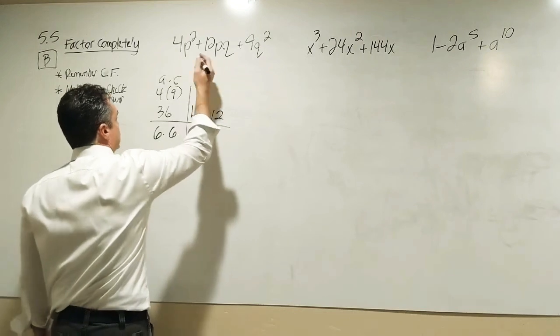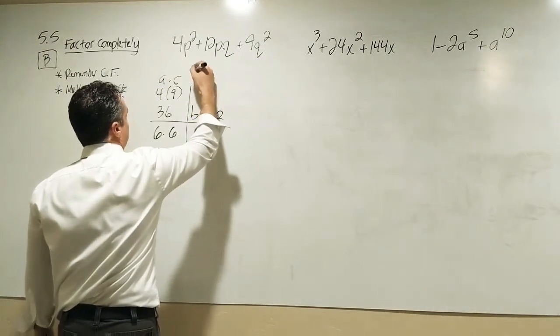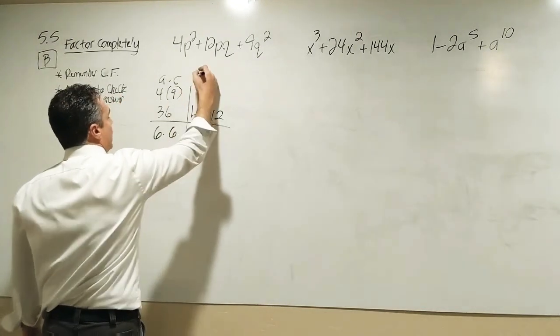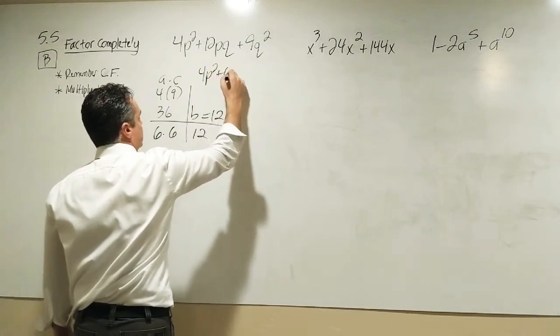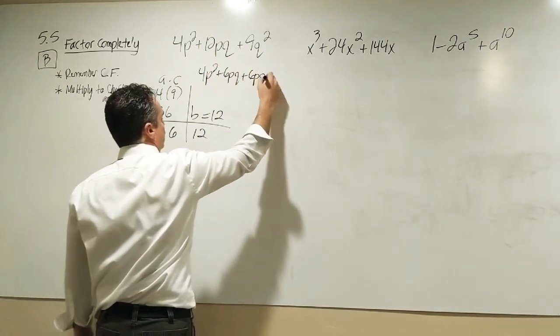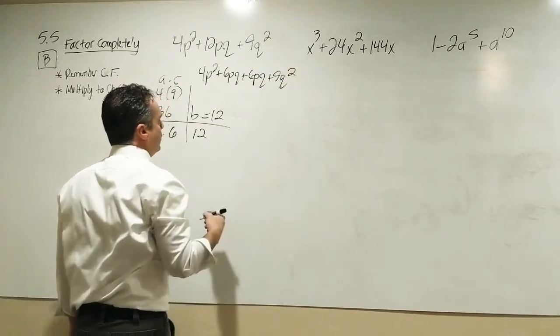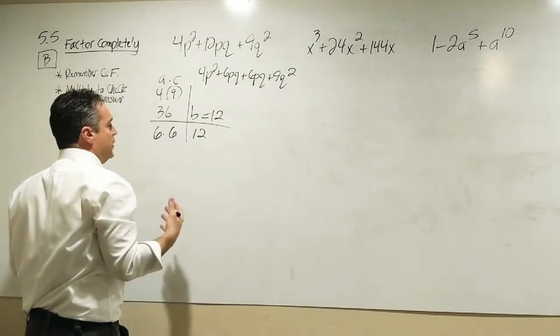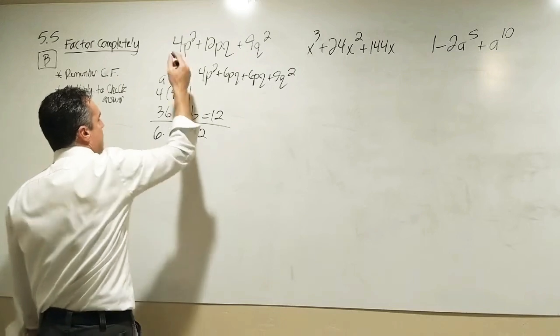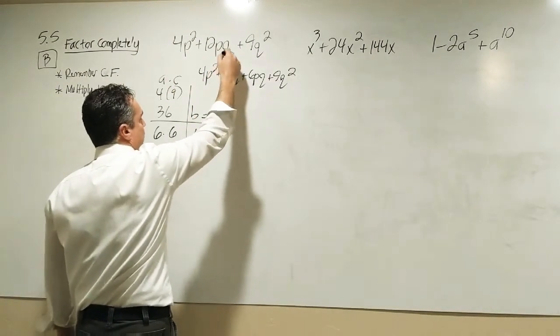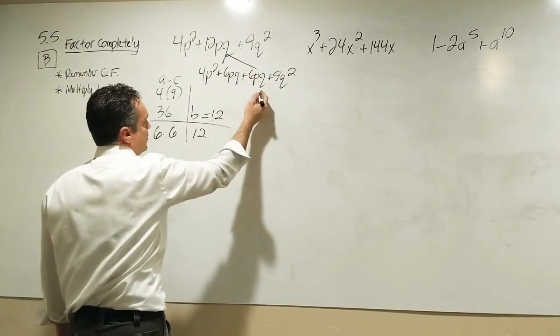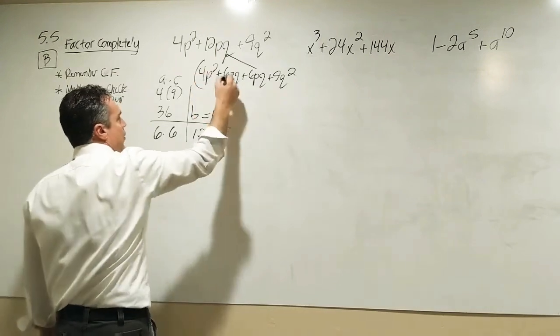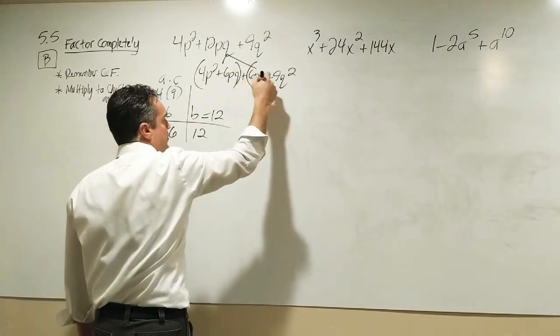We're going to break bx up into 2 terms. So we're going to end up with 4p squared plus 6pq plus 6pq plus 9q squared, because this is method number 4. A did not equal 1, and so we got to break this up into 2 terms. 6pq and 6pq do make 12pq. We're going to reorganize this into a binomial plus, always a plus, a binomial.